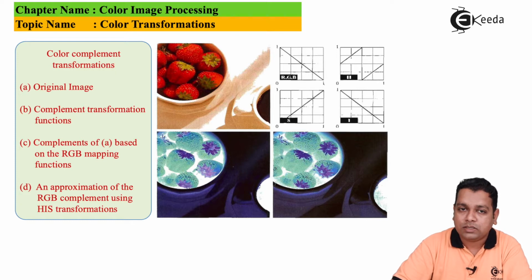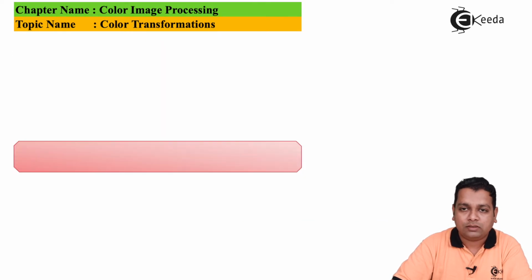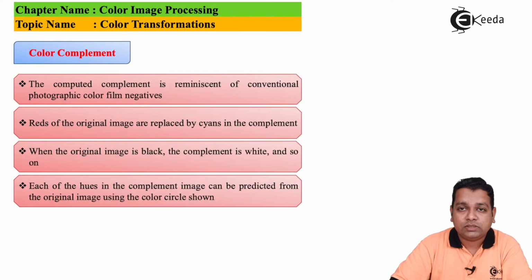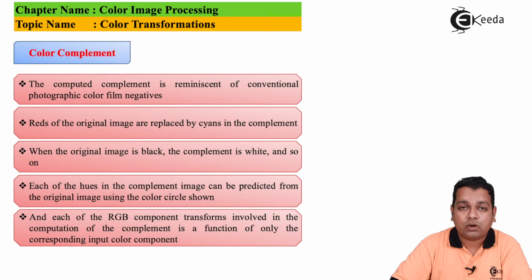And part D is the approximation of the RGB complement using the HSI transformations shown here, H, S and I. The computed complement is reminiscent of conventional photographic color film negatives. So reds of the original image are replaced by cyans in the color complement. When the original image is black, the complement is white, and so on.